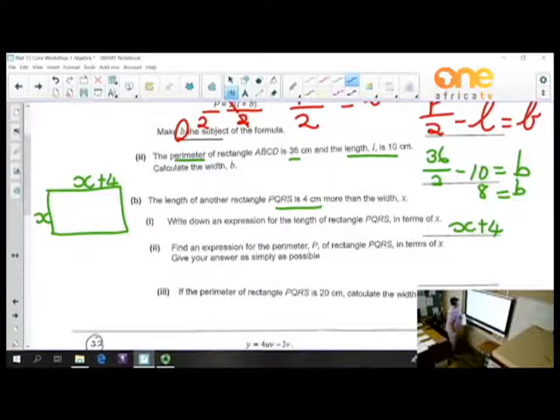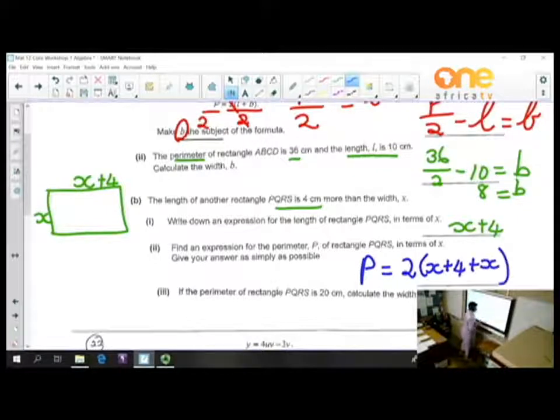Find an expression for the perimeter of the rectangle in terms of x. Right, so here we have the perimeter is 2 times length plus breadth. So I can say that the perimeter now is going to be 2 times the length, which is this, 2 times x plus 4, plus the width of x. And we'll have to simplify this a little bit. So the perimeter is x plus x is 2x times 2 is 4x plus 8. 4x plus 8.